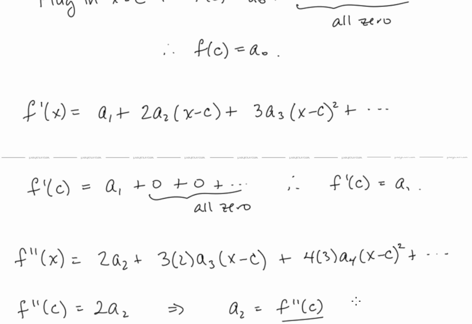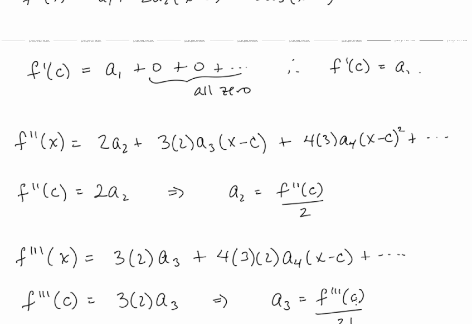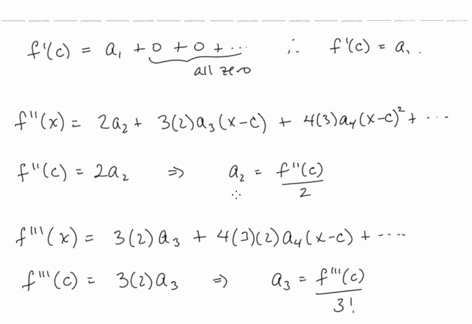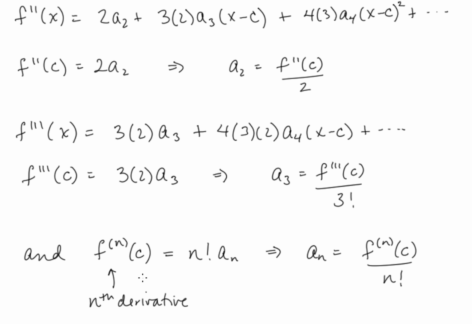Now if we do this for the second derivative and the third derivative, we find that a2 must be f double prime of c over 2, and a3 is f triple prime of c over 3 factorial. So we see this 3 factorial come up here and we realize that this 2 should be represented as really 2 factorial. And in fact, finding the nth derivative of this series gives us that a sub n is equal to the nth derivative evaluated at c over n factorial.